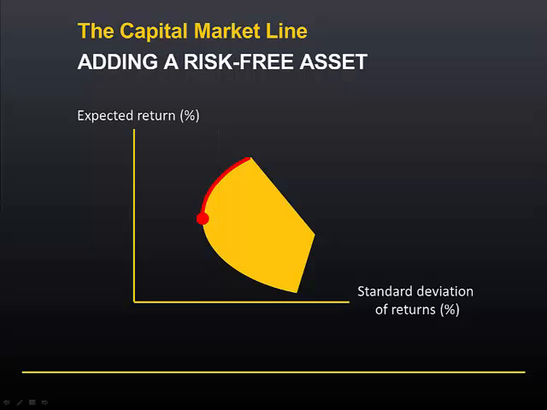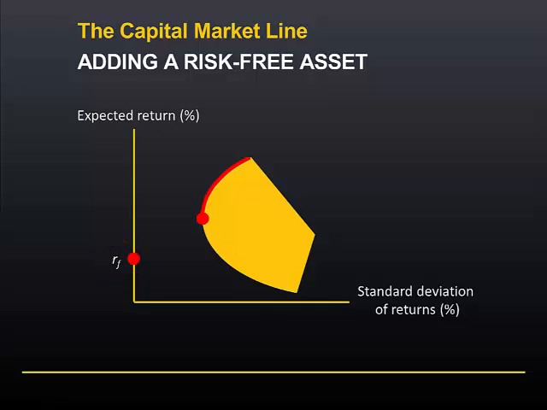We are now going to add a risk-free asset to our model. This asset obviously plots on the y-axis because it has zero risk. How far up the axis it appears just depends on the risk-free rate of return. We are going to denote the risk-free rate of return as RF.